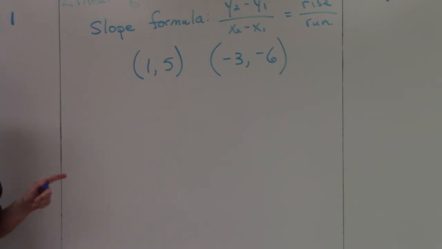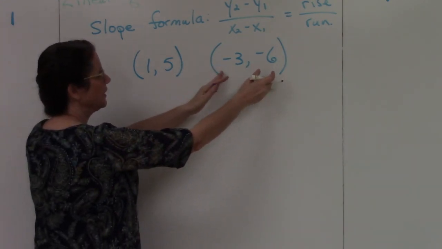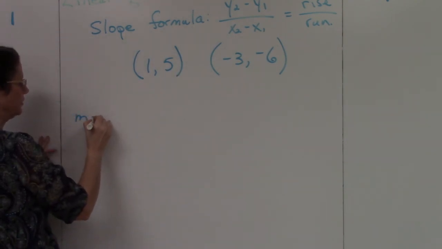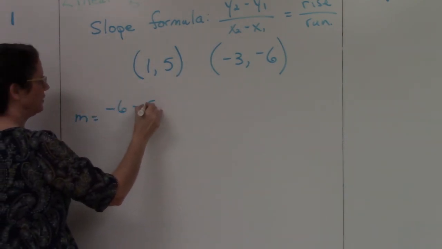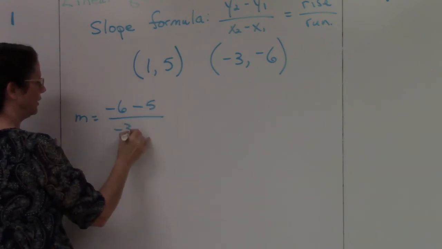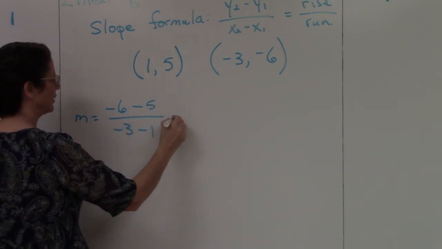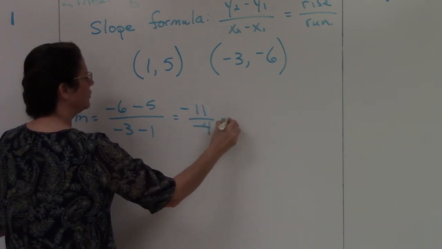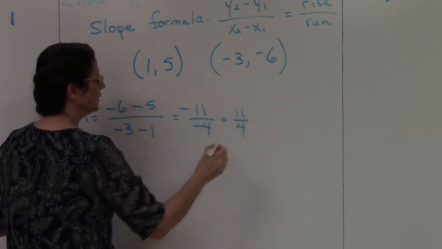I'm going to do it both ways so that you can see you'll get the exact same answer. Doesn't matter which set I use first. So with this one, I'm going to use this as my second set. This is my first set. So my slope is -6 minus 5 over -3 minus 1. So I end up with -11 over -4, which is the same as 11 over 4.